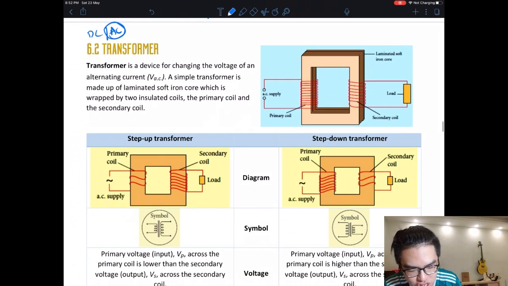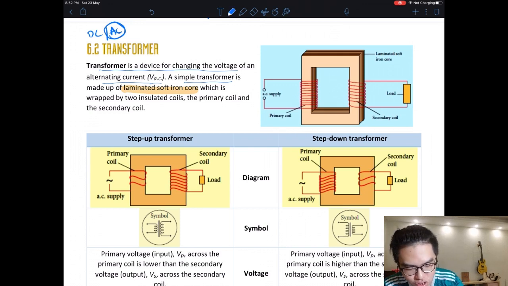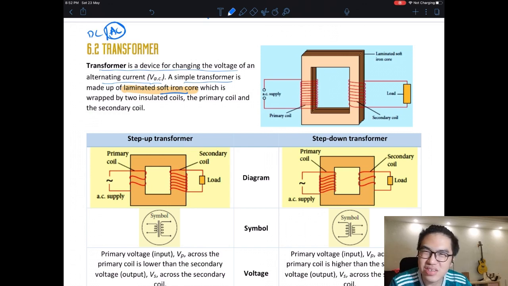A transformer is a device for changing the voltage of an alternating current. A simple transformer is made of, what is it made of? Very important, please highlight here: laminated soft iron core. What does it mean by soft iron? Soft iron means it's made from pure iron. And then what is laminated?